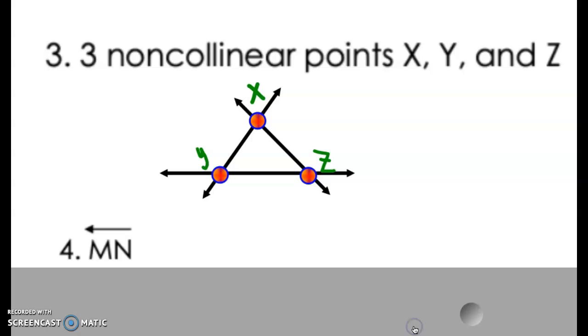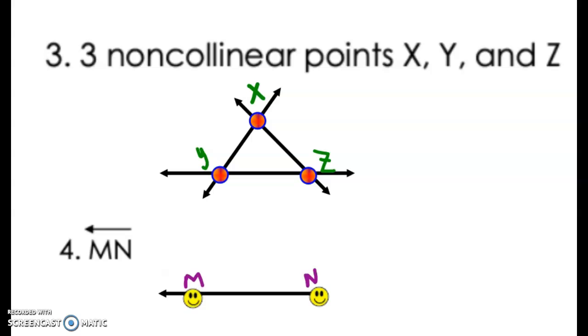And number 4, finally, we need to draw ray MN. So remember, a ray has one distinct endpoint, and then it goes forever in the opposite direction. So here our endpoint is going to be N, because how MN is labeled here, it's showing us that we have a ray, N is the endpoint, and it's going forever in the direction of point M.